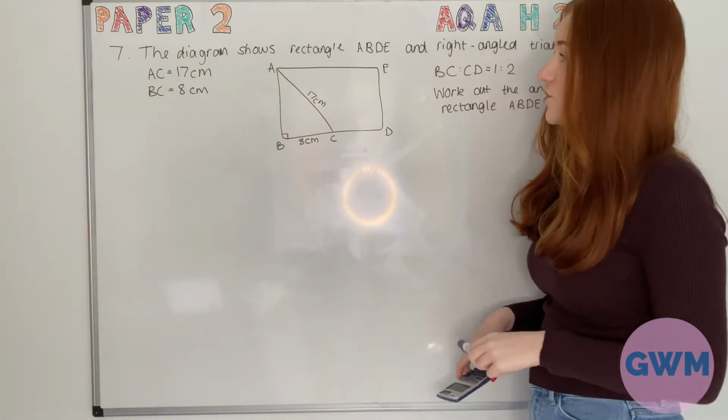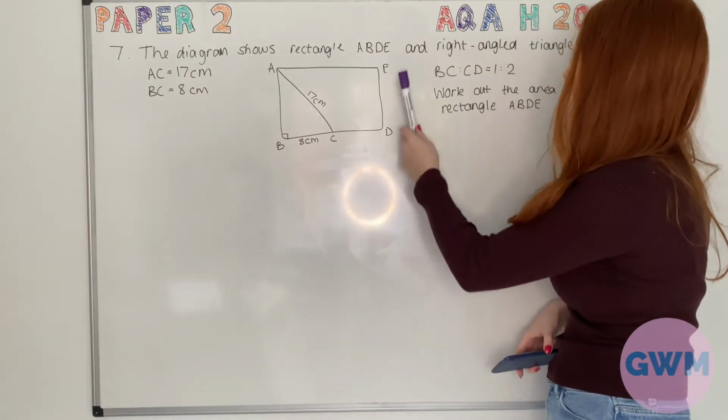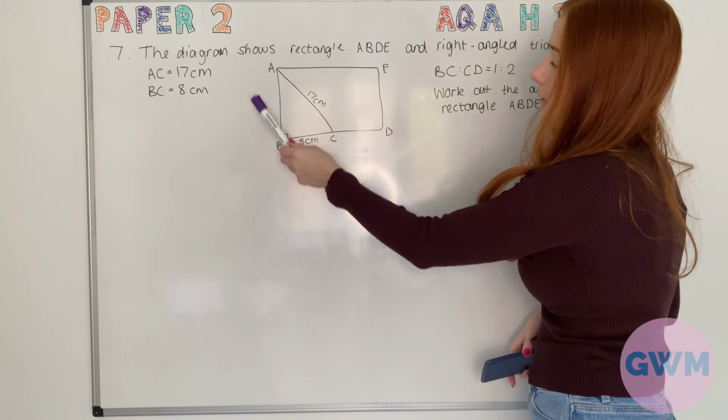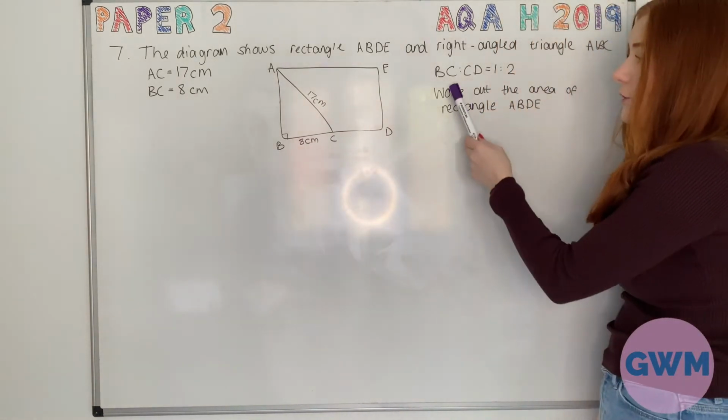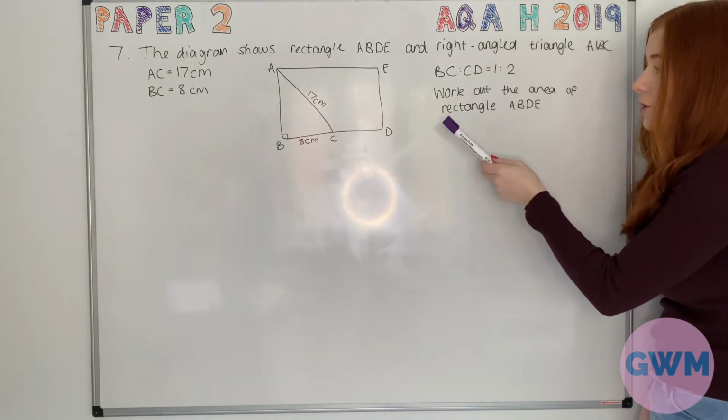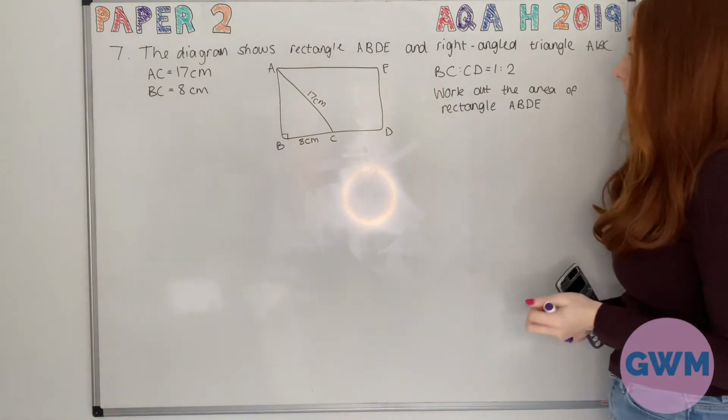Question 7 now, it shows us a rectangle ABDE and a right-angled triangle ABC. It gives us a little bit of information on a couple of lengths and says that the ratio of BC to CD is 1 to 2. Work out the area of the rectangle ABDE.